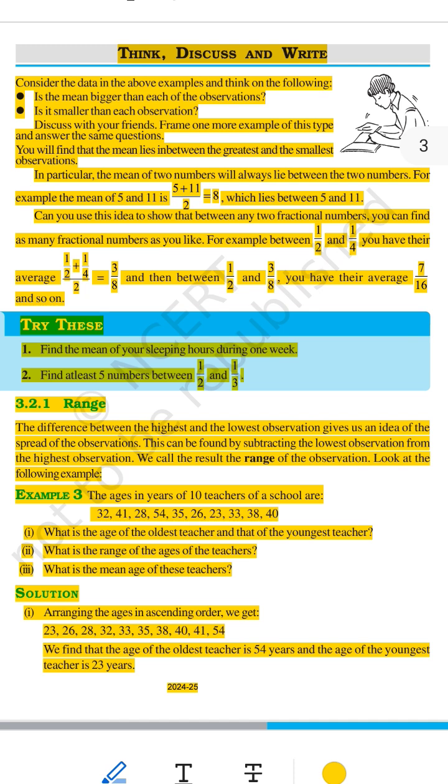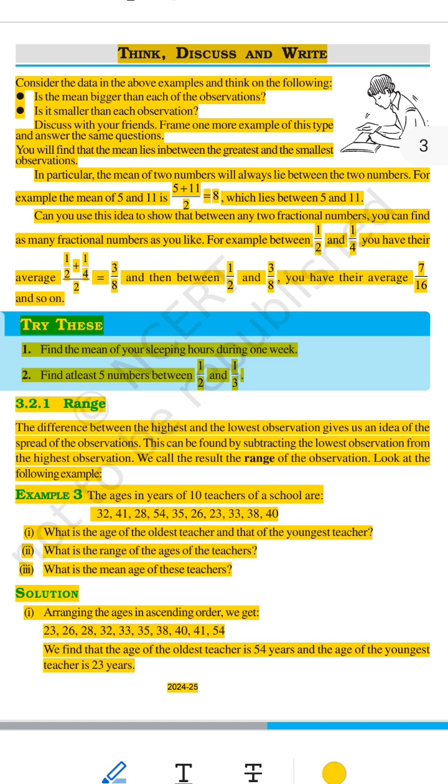Finding numbers between 2 numbers. Once you know how to find the mean of 2 numbers, you can keep using it to find more and more numbers between them. By finding means again and again, you can show that there are infinite numbers between any 2 numbers, even fractions. Example.